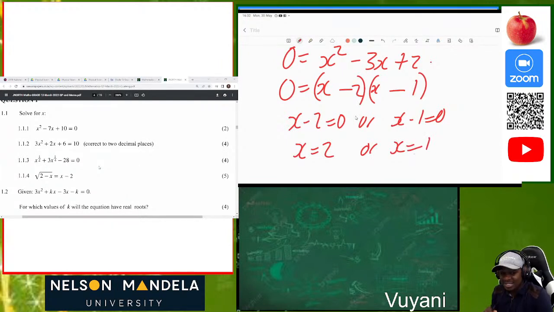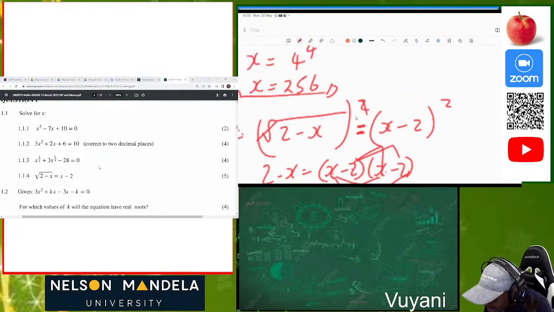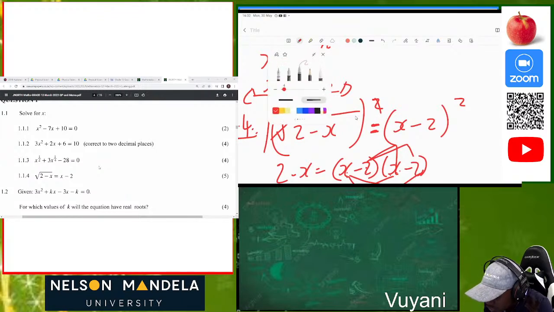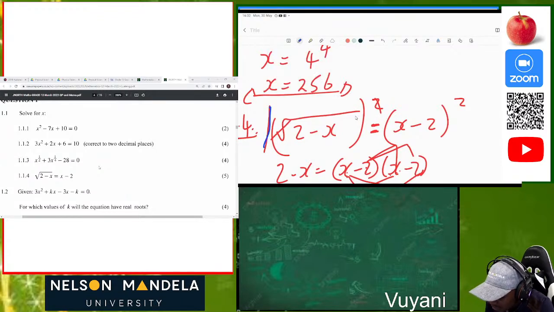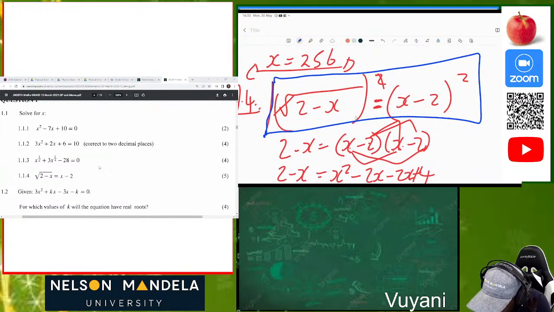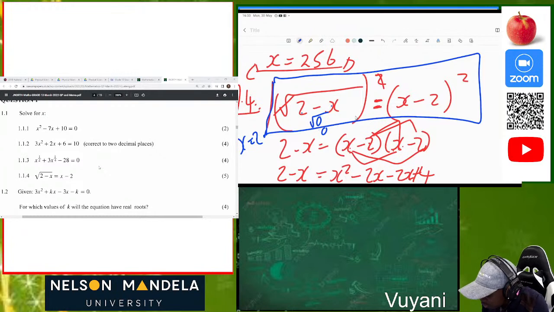But you are not yet done. These are your x values, but you must go and substitute them in the original equation which you have been given, so that you can see which one is the correct value of x, which will balance the equation. So when x is equal to 2, 2 minus 2 is equal to 0. So square root of 0 is equal to 0. Great. Then 2 minus 2 is also equal to 0, which means x is equal to 2 is correct.